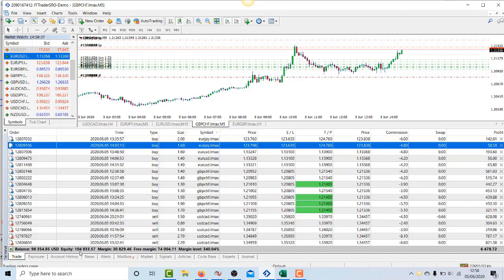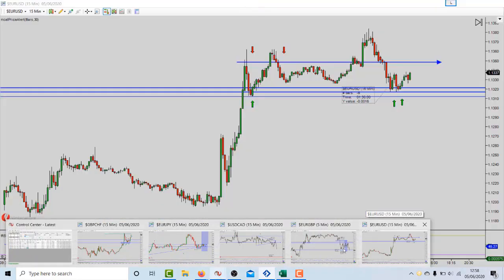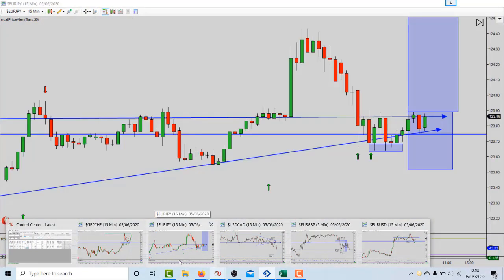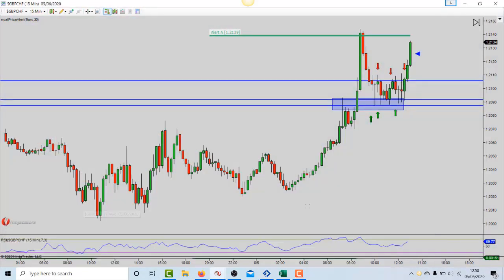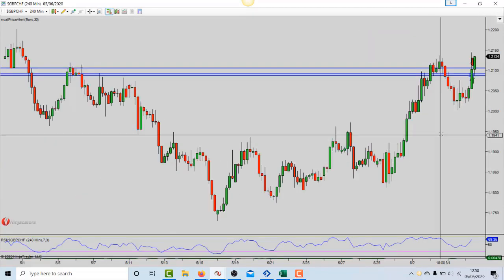Equity is 105,000, so it would be nice to get this hit. I have got some positions holding for the extension on this trade, which is the pound Swissy. I'm just going to go back to that and take a look. Pound Swissy. Okay, let's go out to the 240, and why I'm just looking for that extension.